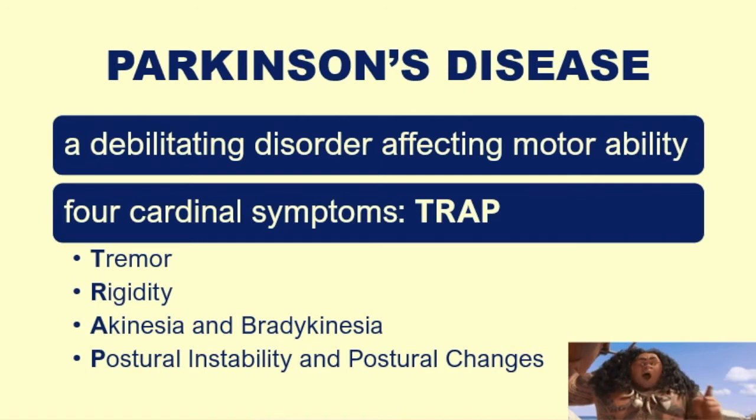So you have the four cardinal symptoms summarized by the acronym TRAP. So you have tremor, rigidity, akinesia or bradykinesia, and then you have your postural instability and postural changes. Notice that we would have the acronym BRAT and then we also have the acronym TRAP. So regardless, the meaning of each of these components is the same.